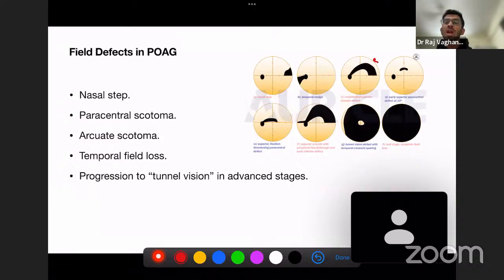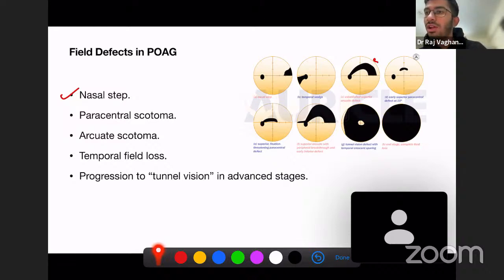Now, what are the visual field defects in primary open angle glaucoma? On the right hand side you can see a diagram. This diagram represents your visual field. The first field defect is a nasal step. The nasal step means the black area, this area you can't see. So this is the nasal step, and then you have paracentral scotoma. This is the paracentral scotoma.